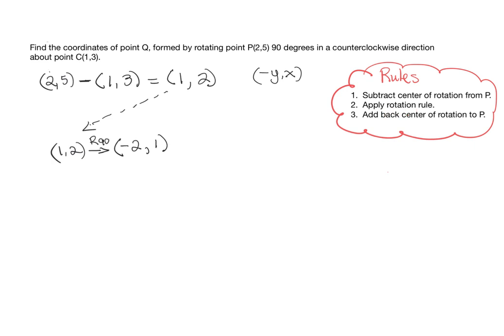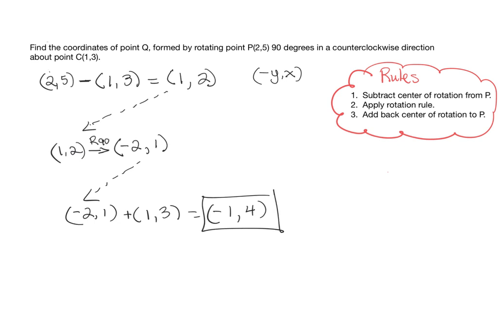That's this right here. Now, step 3, last step. Add back the center of rotation. Well, this is the center of rotation. This is what we're rotating this point about. So it says to add it back. So then all I'm going to do is take now that negative 2, 1, and add the 1, 3. And that's going to give me negative 1, comma 4. And that's your answer.